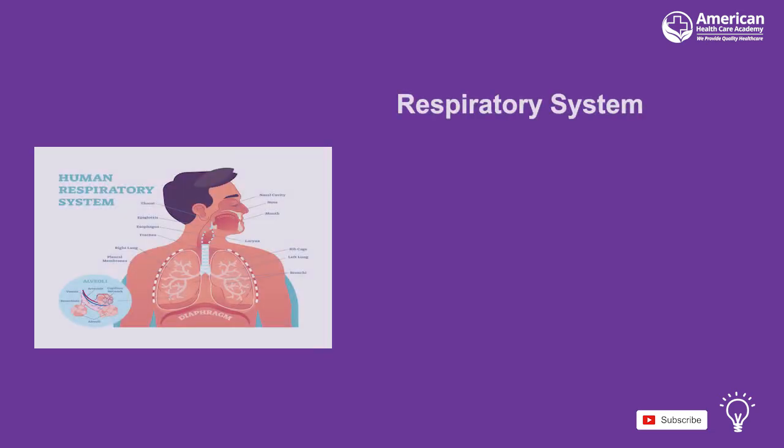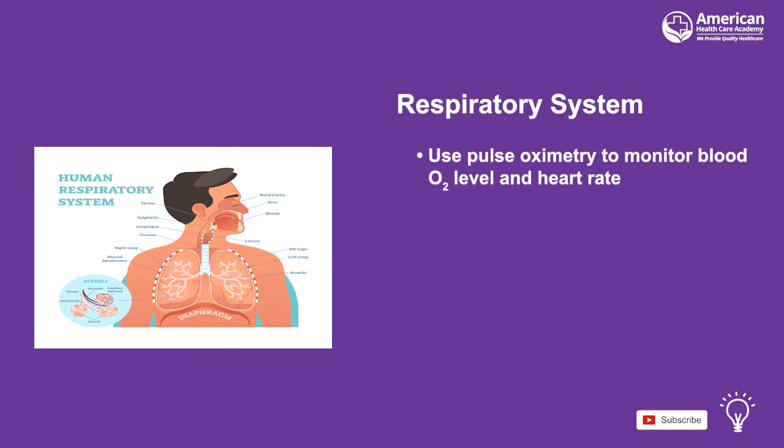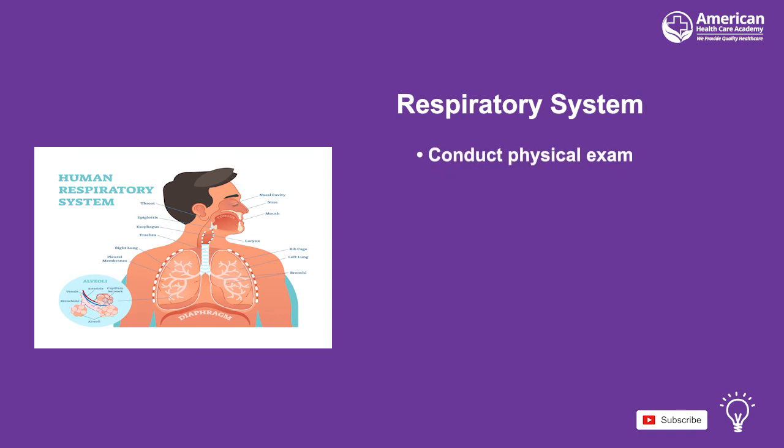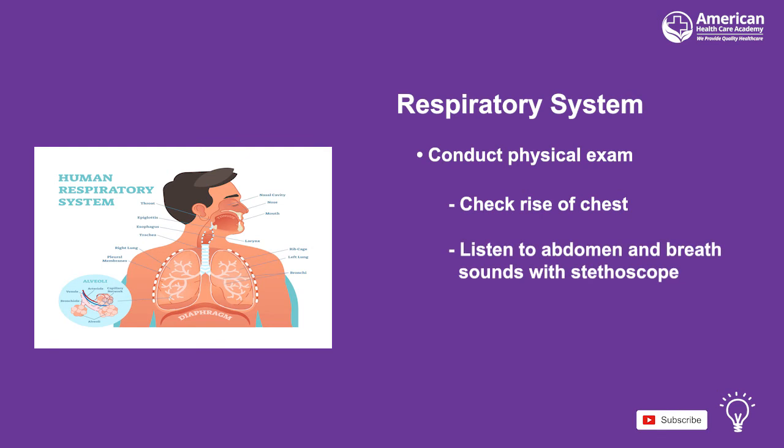Finally, after the return of spontaneous circulation in children, assess the respiratory system. Use pulse oximetry to monitor blood oxygen level and heart rate, and a colorimetric device to monitor exhaled carbon dioxide. Check intubation. Conduct a physical examination of the child, checking the rise of the chest and listening to the abdomen and breath sounds with a stethoscope.